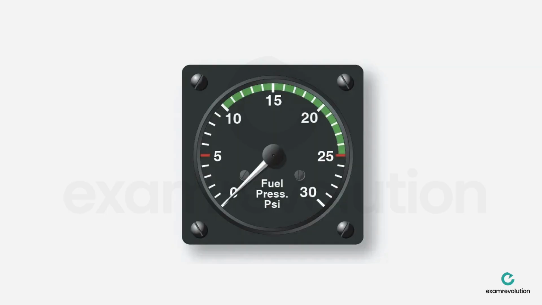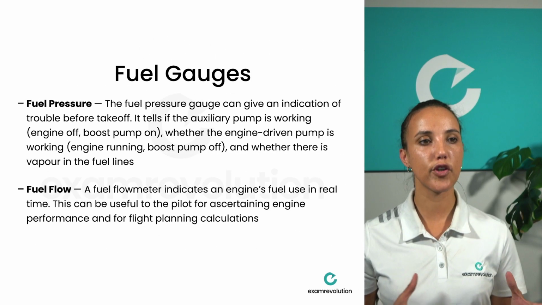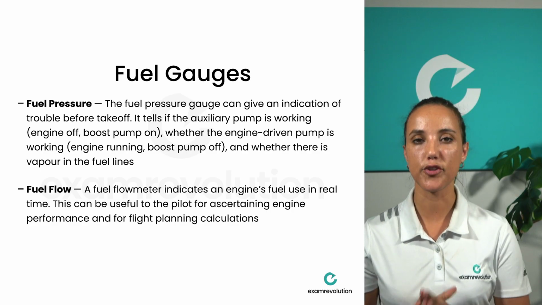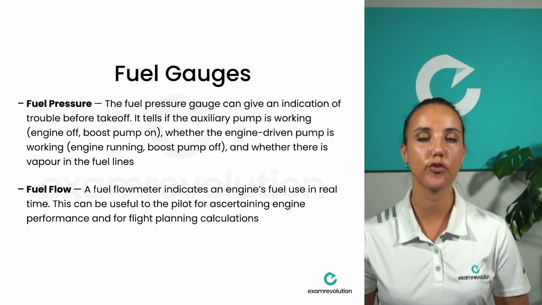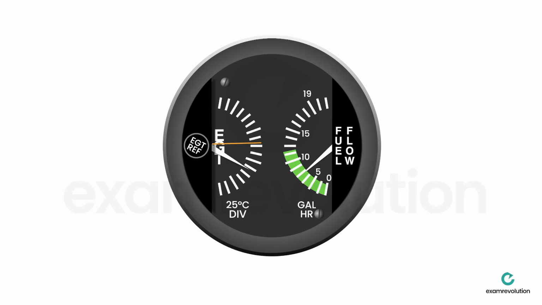Now this is an example of a fuel pressure in PSI, and obviously the green range is where you want the fuel pressure to be throughout the operation of the aircraft. Now, a fuel flow meter indicates an engine's fuel use in real time, and this can be useful to the pilot for ascertaining engine performance and for flight planning calculations. Not all aircraft are fitted with a fuel flow meter, but it will tell you how much fuel you're currently burning at a particular power setting in gallons per hour.